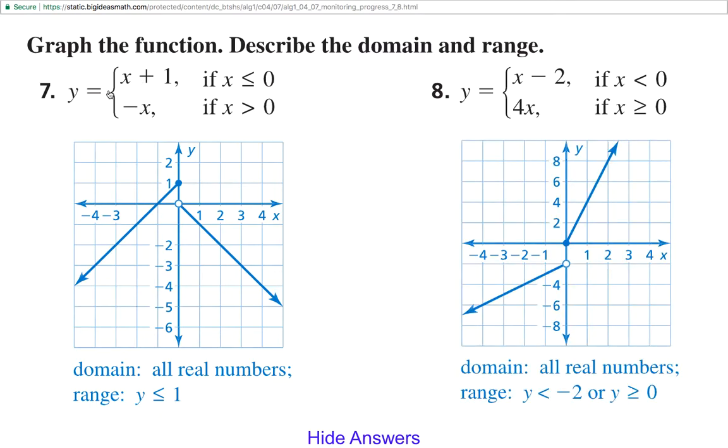Okay. Again, make special note, this top equation is only good for negative x values over here, including 0, hence it's over here. This equation is only good for values greater than 0, hence over here. All right, same thing over here on this side.